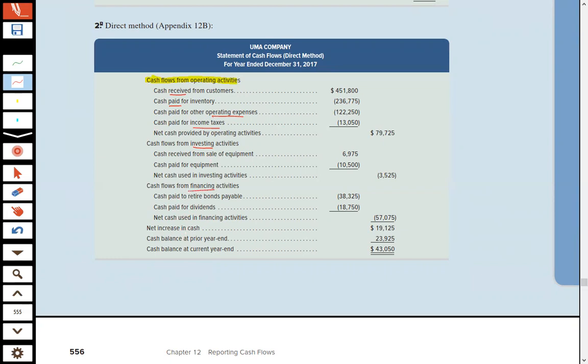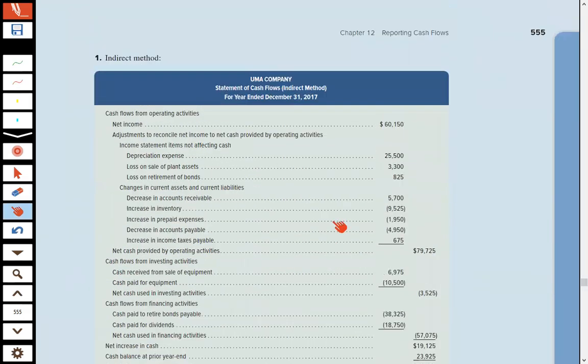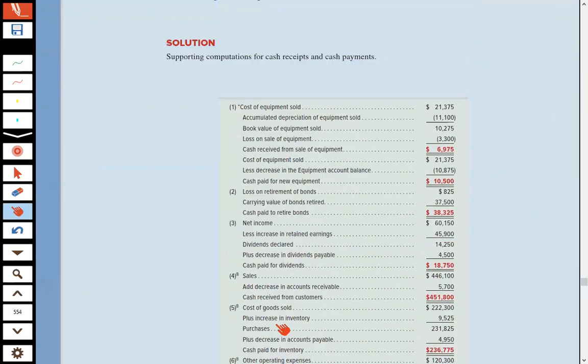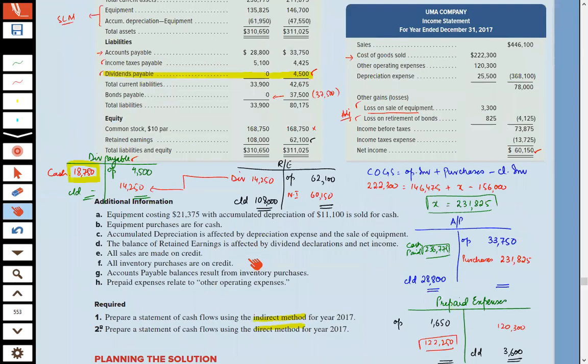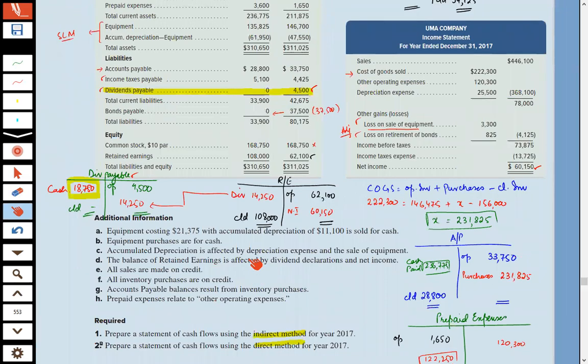So this was the simple discussion of the direct method. And now you can do this comprehensive question with both methods again and check your calculations as well. But the difference is the making of the T accounts in the direct method.